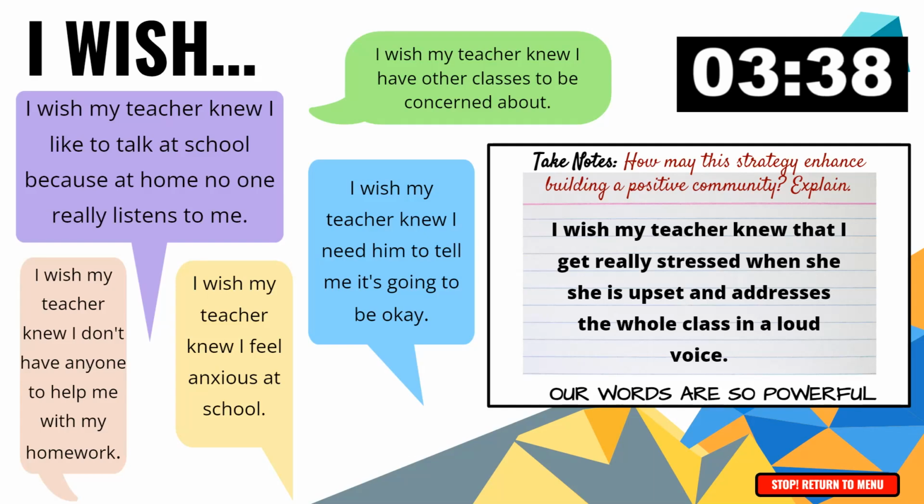I wish my teacher knew that I needed him to tell me it's going to be okay. I wish my teacher knew I feel anxious at school. So school isn't this safe place. School isn't a space where I feel calm and comfortable, right? And so it's not really accurate or appropriate to assume that school is a safe space for everyone just because we use the word safe. I wish my teacher knew that I don't have anyone to help me with my homework. This is a scholar that essentially is saying that I'm on my own.